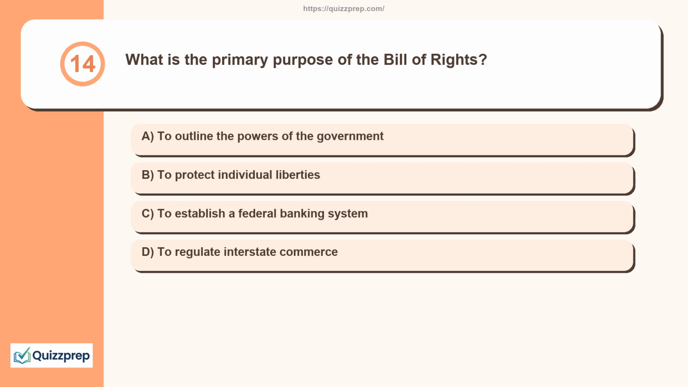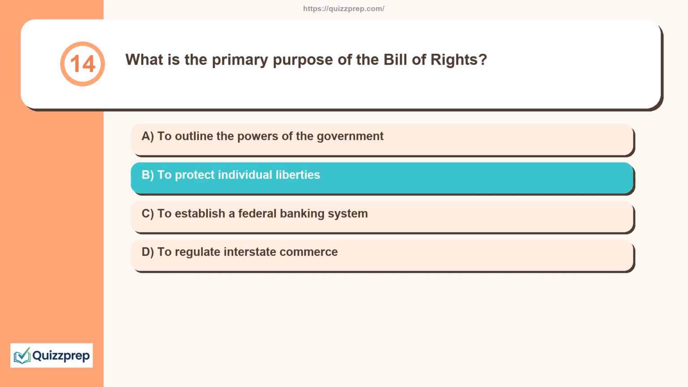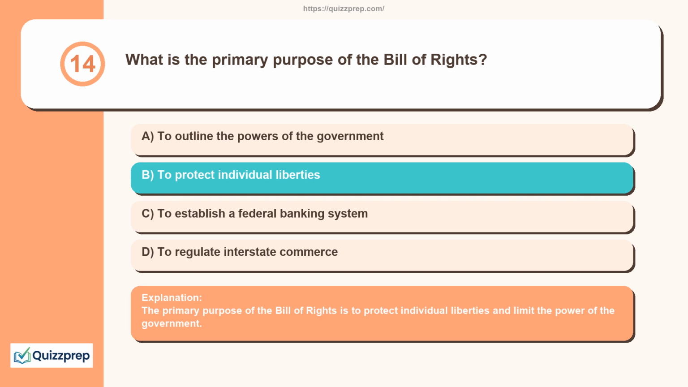Question 14. What is the primary purpose of the Bill of Rights? To outline the powers of the government, to protect individual liberties, to establish a federal banking system, to regulate interstate commerce. The primary purpose of the Bill of Rights is to protect individual liberties and limit the power of the government.